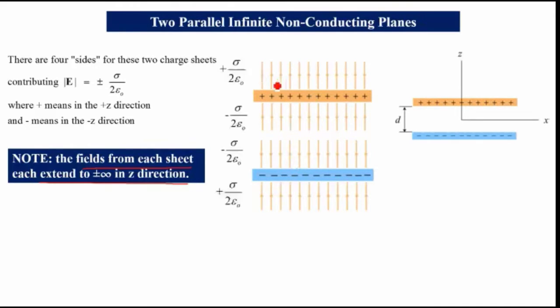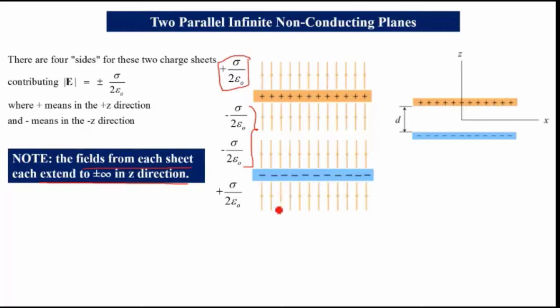So when you think about it, before we superimpose these, you have this magnitude here for the field. Here we have minus this quantity, where the sign simply reminds us which direction these fields point. So if it's plus, it goes up. If it's minus, it goes down. So just consider the region between these two charge sheets. What we're doing is adding these two fields. So in other words, this plus this will give us the total in this region.